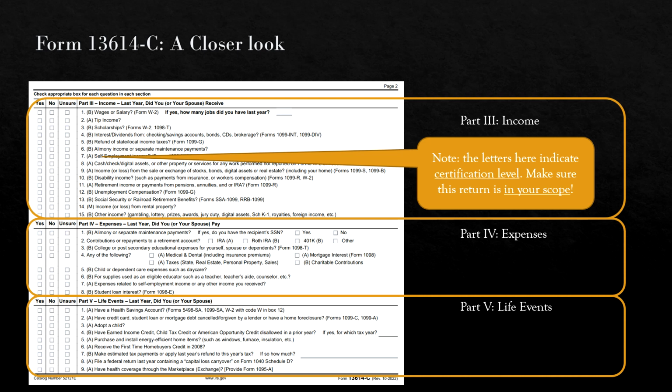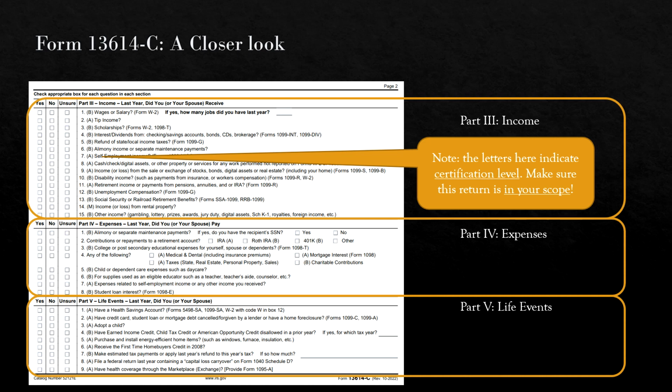I also want you to note that between the ordinal number of each question and where the question actually begins, there's a little letter with parentheses around it. And these letters denote certification level that a volunteer needs to have in order to be part of the process of that return. So A for advanced, B for basic, M for military. You need to make sure that before you are doing something with this return, whether it's preparing, whether it's answering questions, or whether it's doing a quality review, that this return is within the scope of your certification.